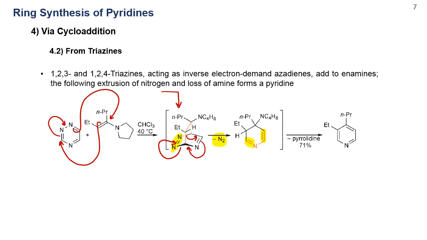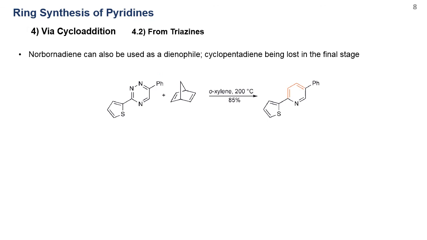Okay, and in your starting alkene, you already have a leaving group here. So you can remove this leaving group by elimination, and hence forming the pyridine that you want. In this last example, you can also use norbornadiene as a dienophile, and this is useful for the reaction because at the end you can eliminate cyclopentadiene to form the pyridine ring.